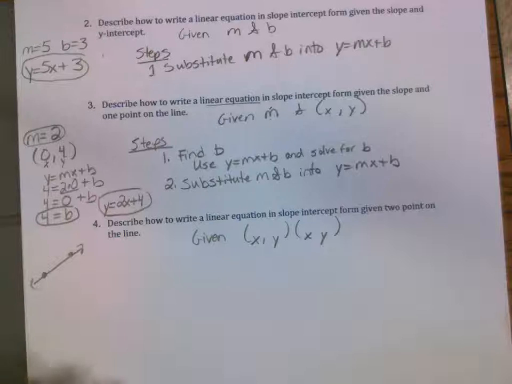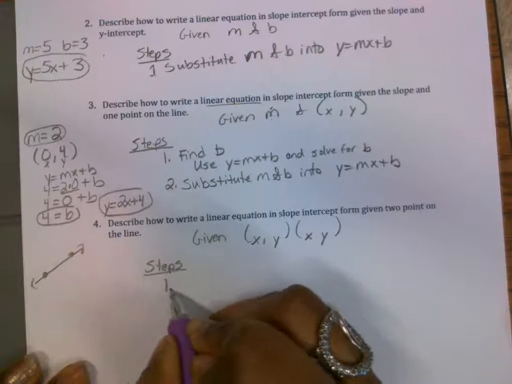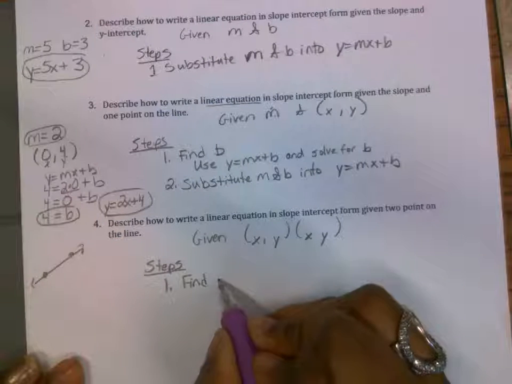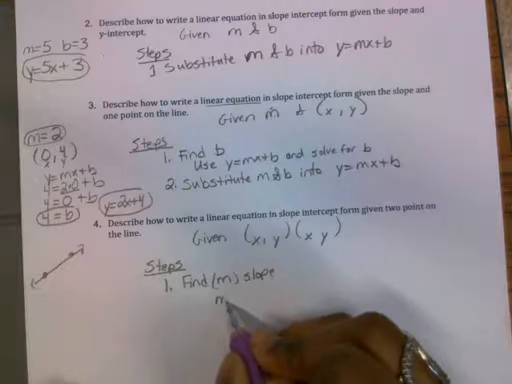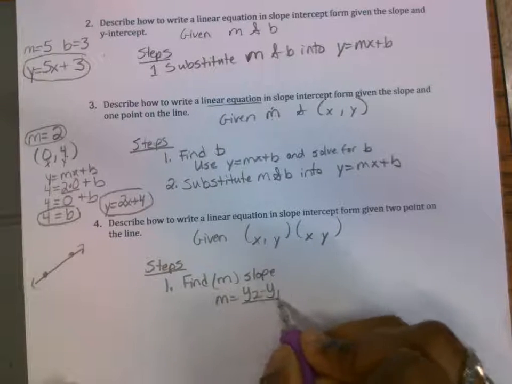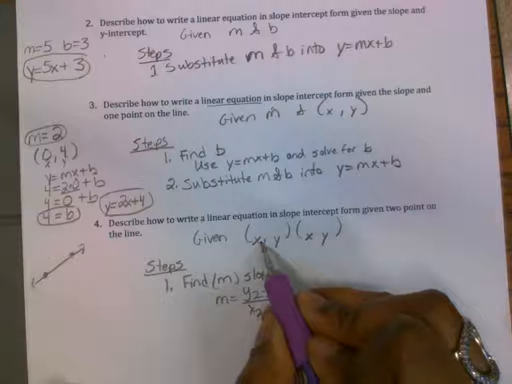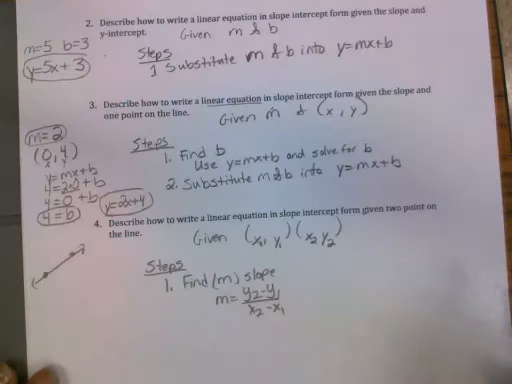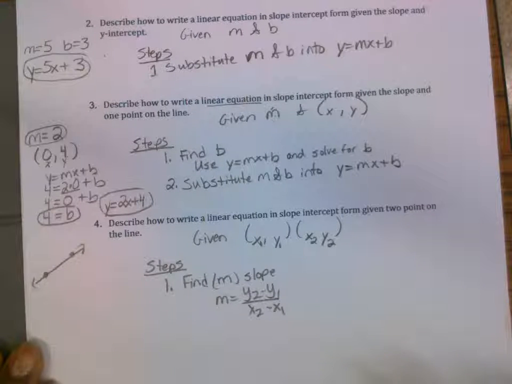All right? So the steps for this particular problem is that you find the slope first, because you have to have an m, you have to have a b, so you find slope first. The formula that you use to find the slope is y2 minus y1 over x2 minus x1, because you're given 2 points. This is your first point, x1, y1. This is your second point, x2, y2. So you plug these numbers into this formula to figure out what your slope is. Okay?